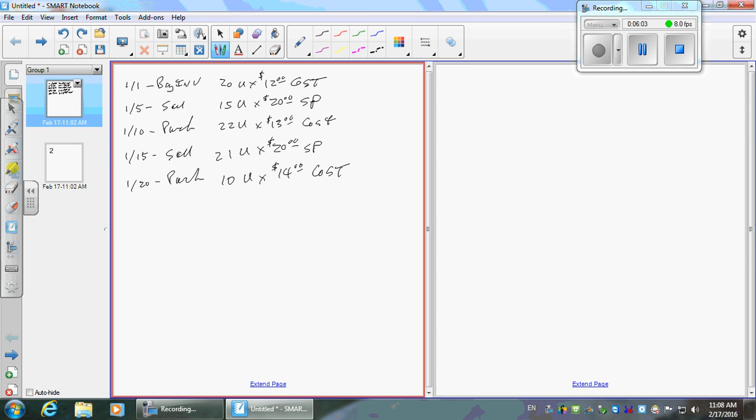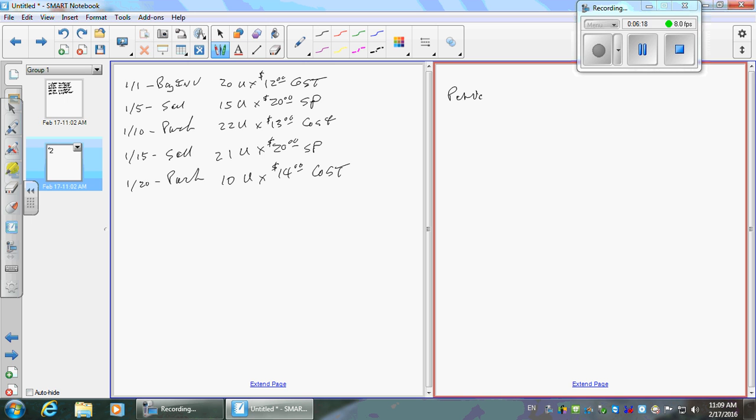Okay, here's your task: give me the answers with all the different inventory methods. What are the different inventory methods? We got periodic. Give me the simple stuff. Periodic, FIFO, LIFO, and weighted average.